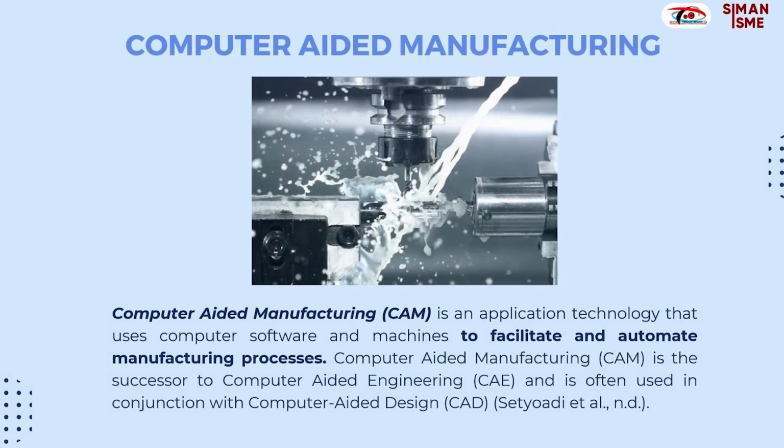Okay, next about computer-aided manufacturing. So what is computer-aided manufacturing? Computer-aided manufacturing is an application technology that uses computer software and machines to facilitate and automate the manufacturing process. Computer-aided manufacturing is the successor to computer-aided engineering and is often used in conjunction with computer-aided design.